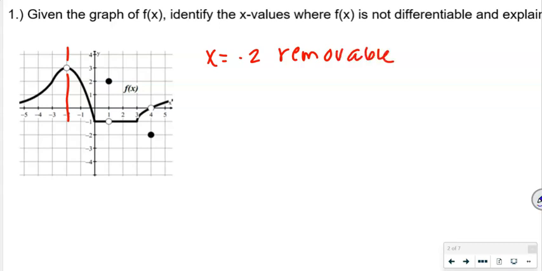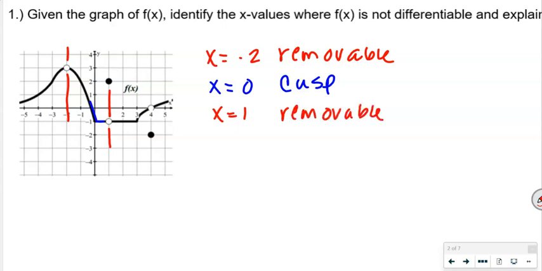Now, also notice right here, I have a real sharp turn. We call that a cusp, right? So that's where x is equal to 0. So that's going to be a cusp. And then I see another hole right here where x equals 1. So that's another removable.